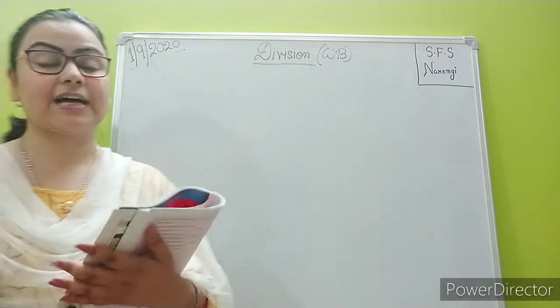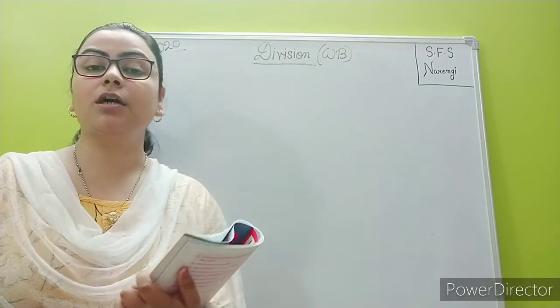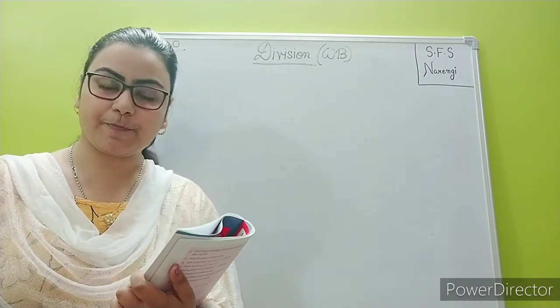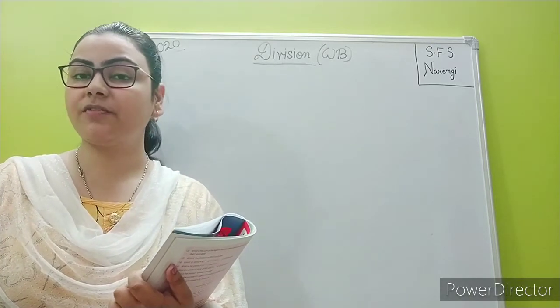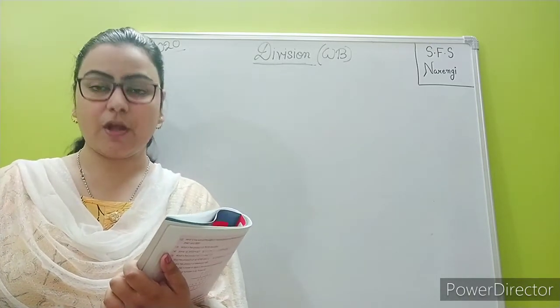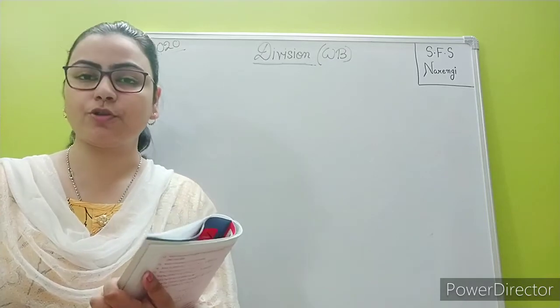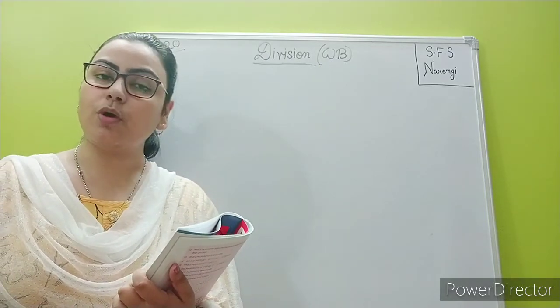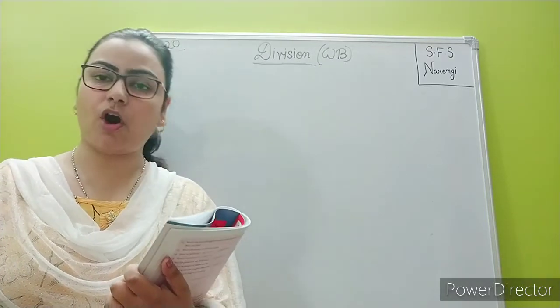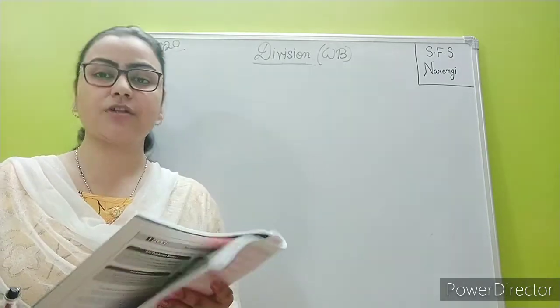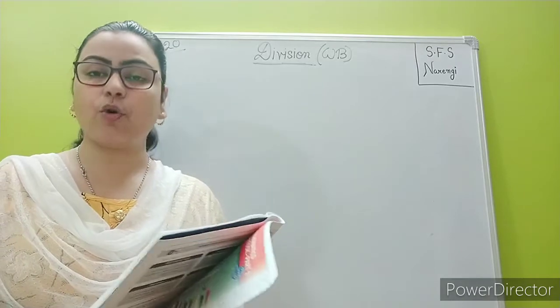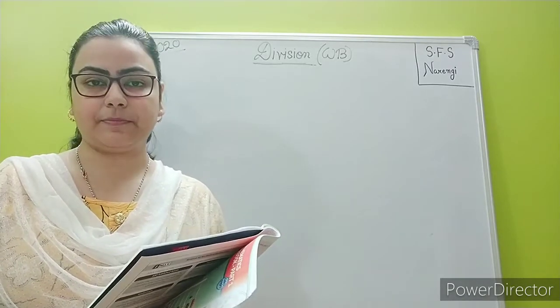So in our last class we completed the rules of divisibility. And you must have seen that the chapter Division has two parts. So before we move on to 6.2, I would like to do a few sums from the workbook of 6.1. Okay, so all of you take out your workbook and open page number 57.